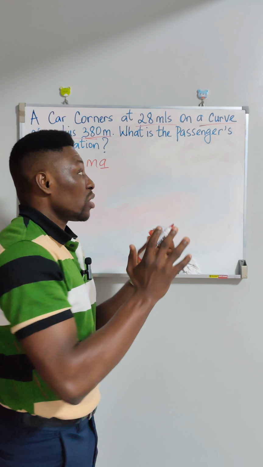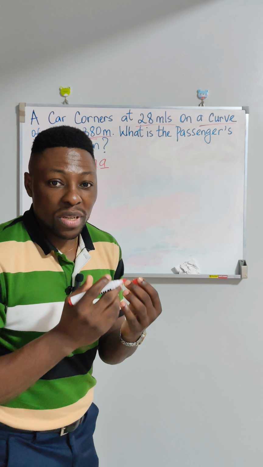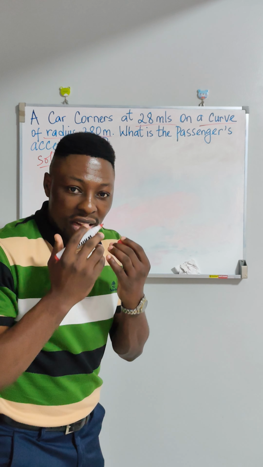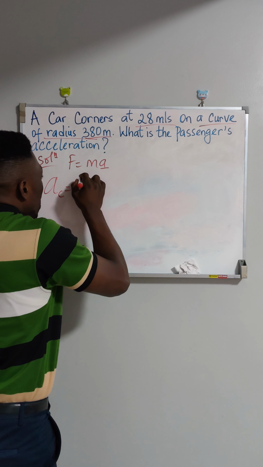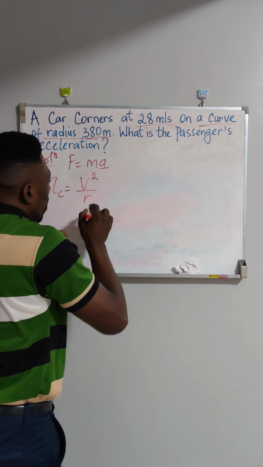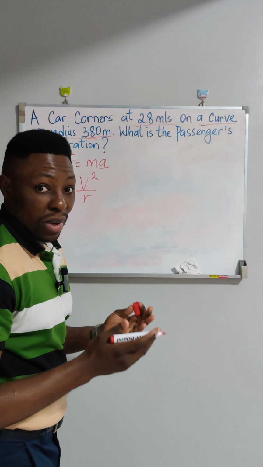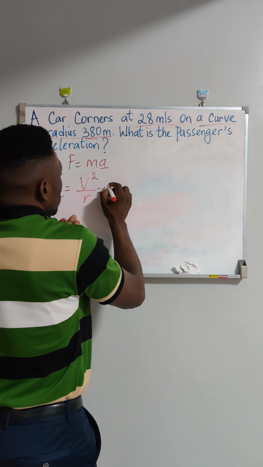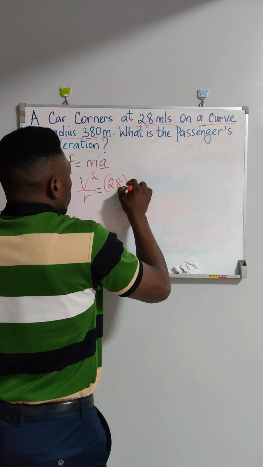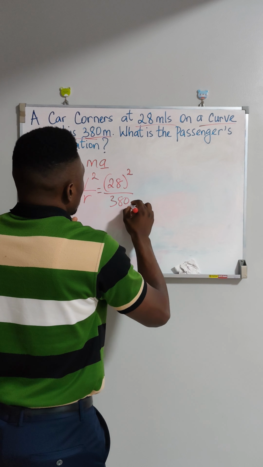The only option here to go about solving this problem is to bring in the idea of centripetal force and centripetal acceleration. Centripetal acceleration is given by v squared all over r. Clearly, all the elements of this formula have been stated in our question, and we can therefore apply numerically and say v, which is 28, all squared divided by r, which is 380.